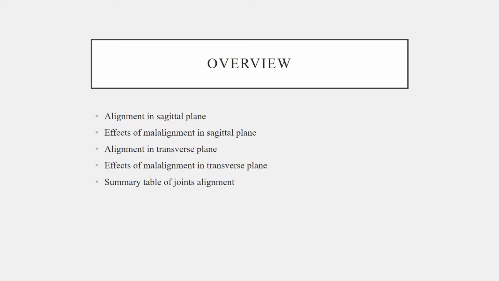Overview. In the last presentation, we discussed the definitions of fitting and alignment, joint characteristics in different planes, as well as alignment of orthotic joint in frontal plane and effects of malalignment in frontal plane. In this presentation, we will discuss the alignment of orthotic joint in sagittal plane, effects of malalignment in sagittal plane, alignment of orthotic joint in transverse plane, and effects of malalignment in transverse plane. At the end of the presentation, we will summarize the joint alignment in a table.